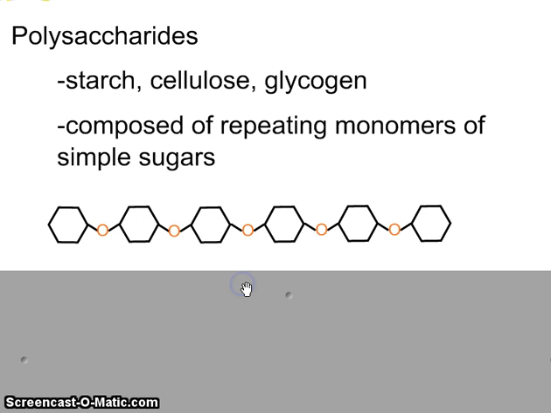So we can see this example. You can imagine if we did a lot of dehydration synthesis, every single one of these bonds between these monomers were formed from dehydration synthesis. And we can just keep chaining these together to get a longer polysaccharide.